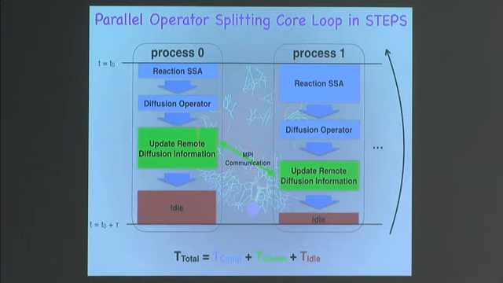So in essence, the computation time on a single process really consists of three parts. You have the computation of this SSA and diffusion, then you have this MPI communication part, and then potentially you're just waiting. Right?